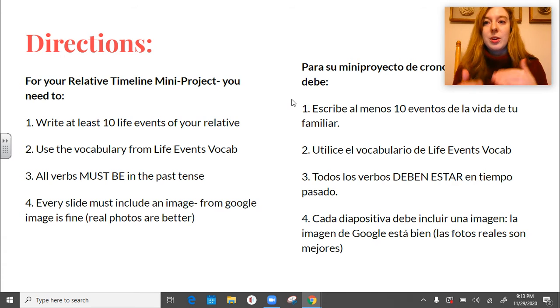But this will be another example for you today. Every slide needs to have a picture, an image. It could be from Google, but real photos are better if you have them. Now, if you did not understand my directions, I have the directions over here in Spanish as well.